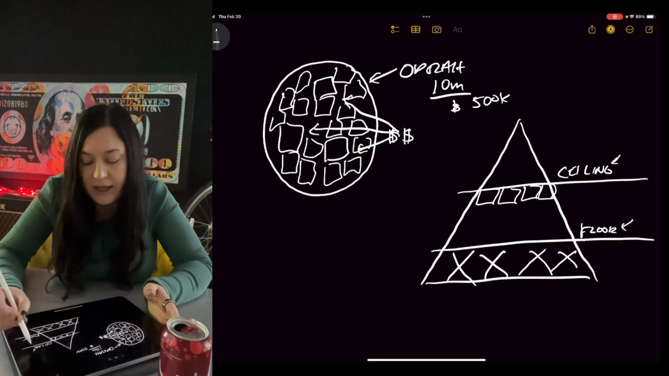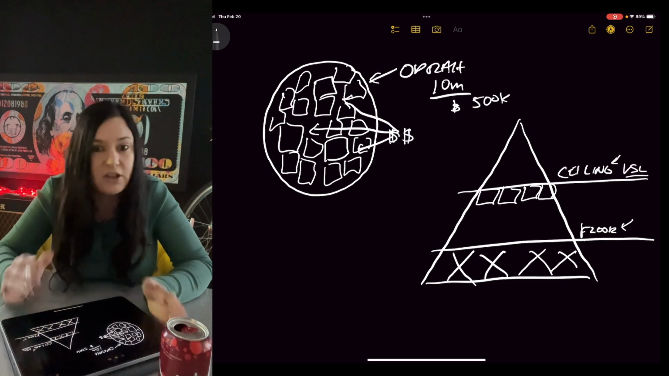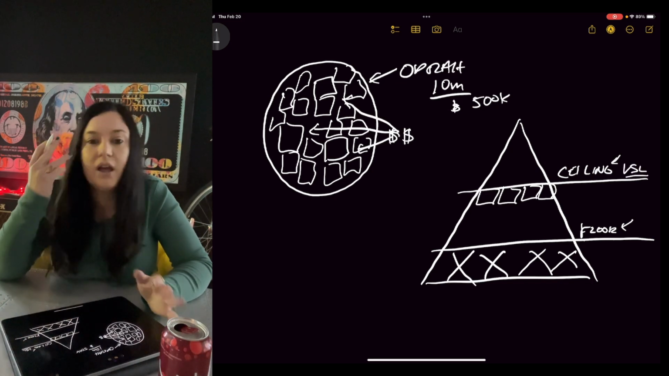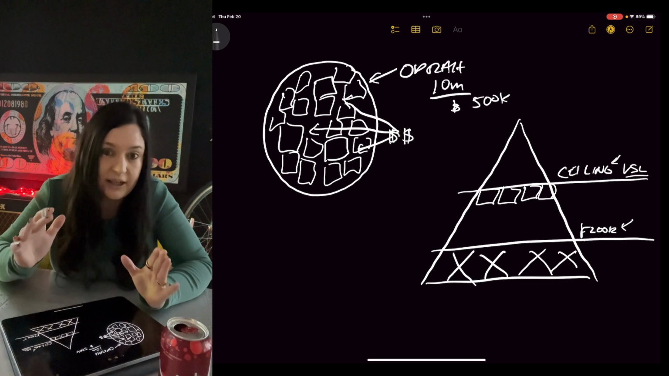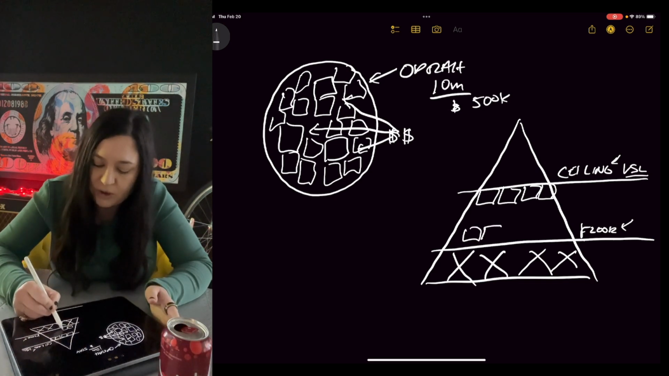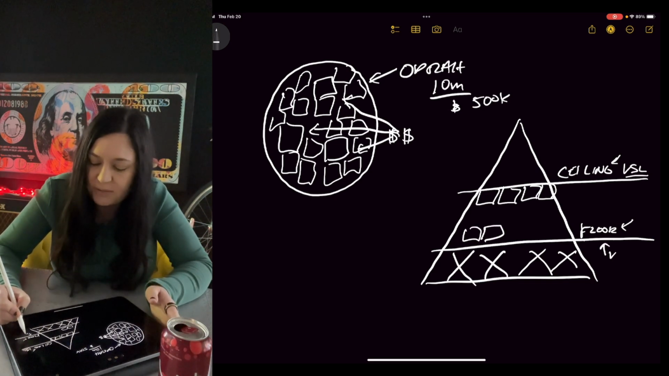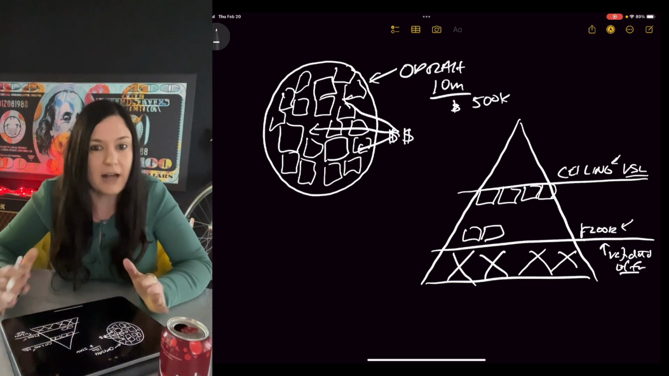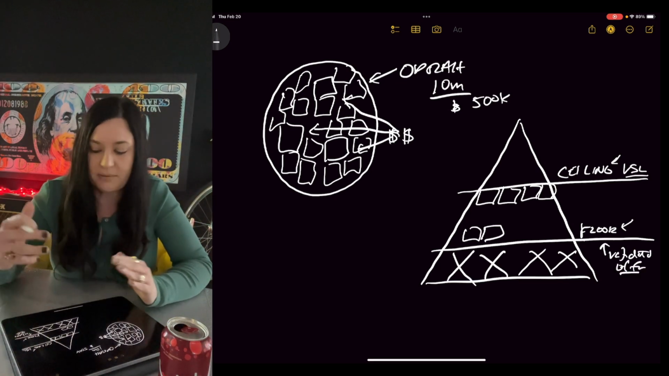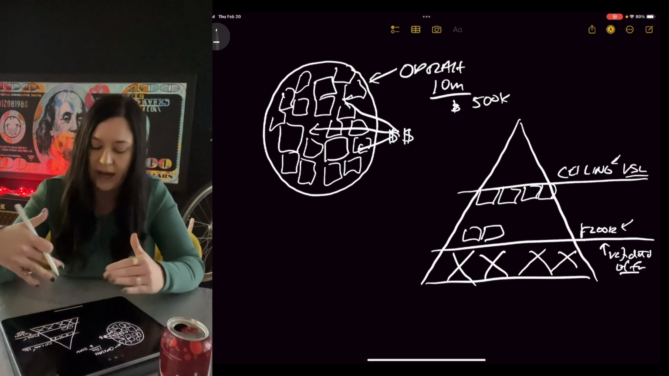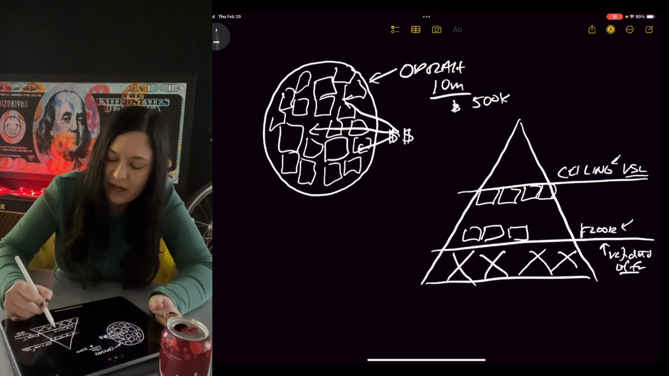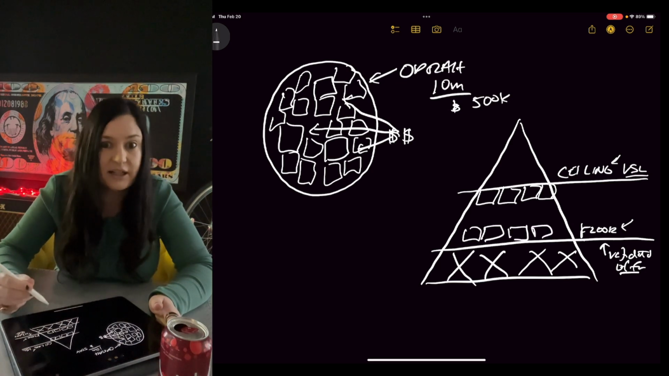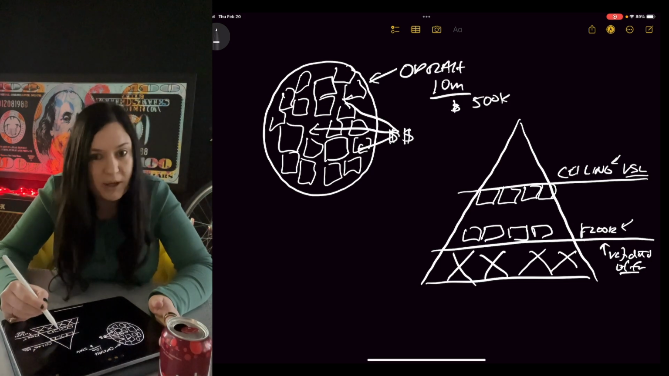If someone is already running a VSL funnel getting 2 times their return on ad spend, they're going to have entirely different problems than the people who are down here. My floor clients are people who have a validated offer, but they don't actually have a marketing system in order to get more people there. And so these people down here are going to have very different problems than the people up here.